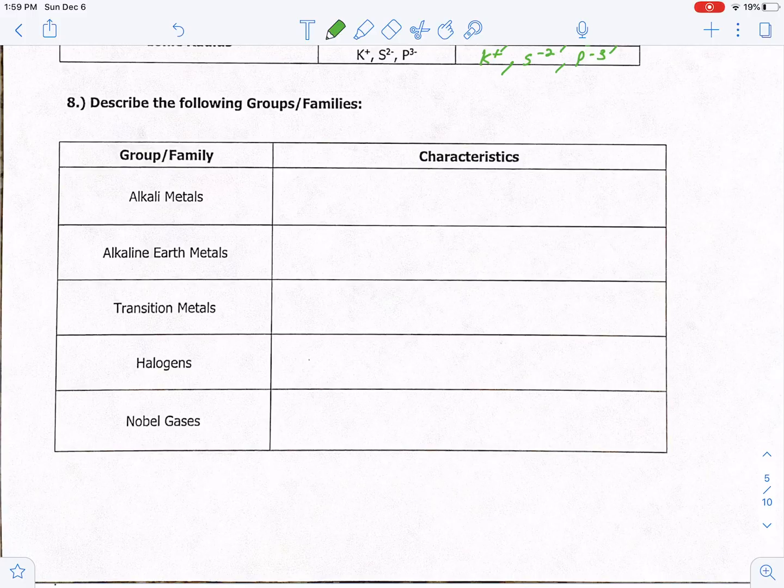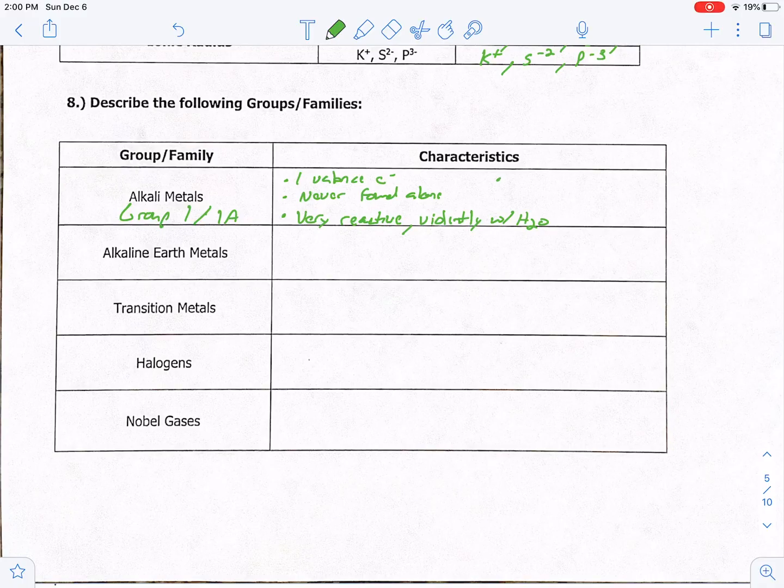All right, let's go over real quick the groups and their characteristics. Alkali metals, that's group 1/1A. These have 1 valence electron. They are never found alone, which means they're very reactive. Since they're never found alone, that means they're very reactive. They like being bonded with other elements, especially with water. They can be violently reactive with H2O.